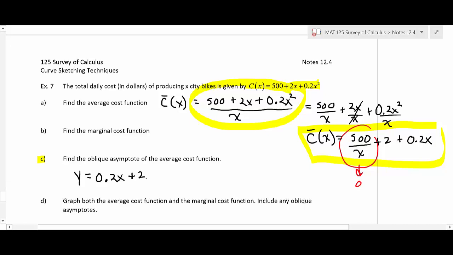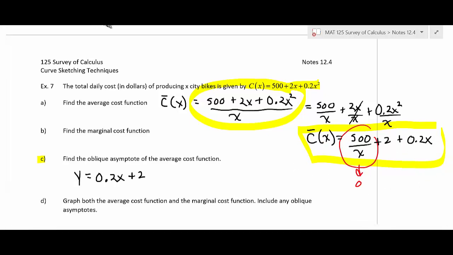Now, how do you find a marginal cost function? The derivative of the cost function. Now, this says marginal cost, okay? So you do the derivative of the cost function. It doesn't say do the marginal average cost. If you were doing marginal average cost, then you would do the derivative of this, okay?